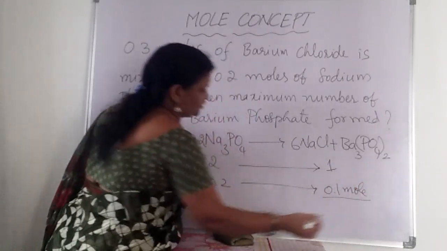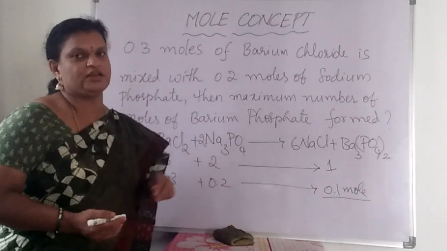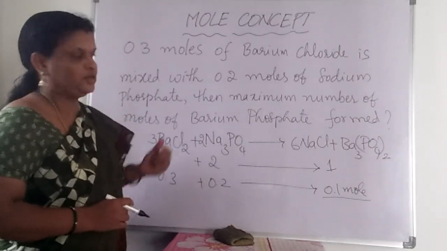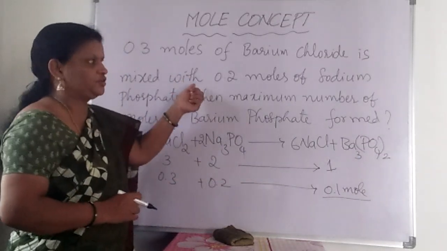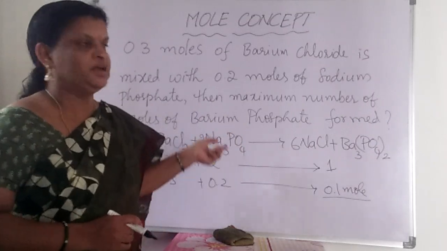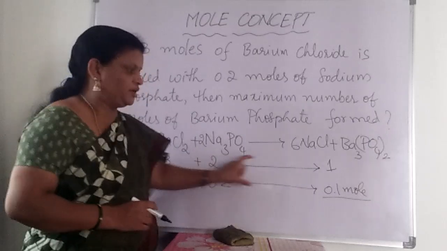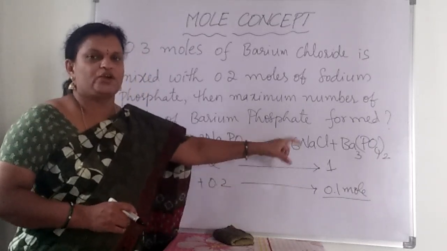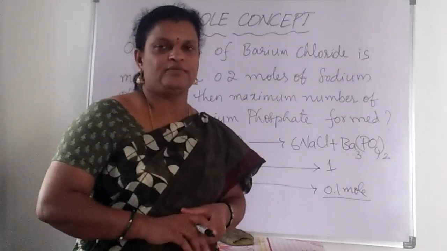So without doing calculation we can write it, but if you are able to write up to here, the remaining calculation will be very easy in mole concept. First of all we have to write the balanced equation, then after that we have to check with the question what they have given: number of moles, volume or mass. Based on that we have to frame a question here so that we can cross multiply very easily, then we'll get the answer also very easily, right?